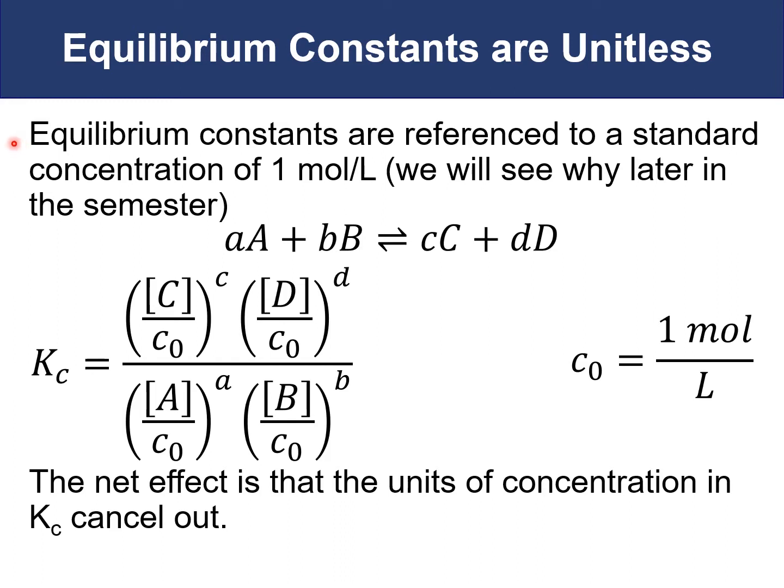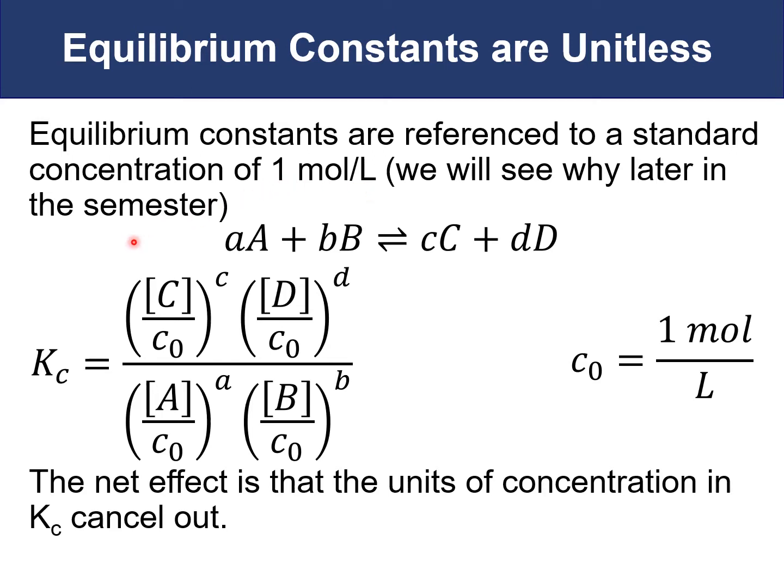The equilibrium constant has reference values that we will technically be dividing our concentrations by. The reference values are 1 mole per liter. Later in the semester, when we're talking about electrochemistry and standard states, it will become more clear why we are using 1 mole per liter.